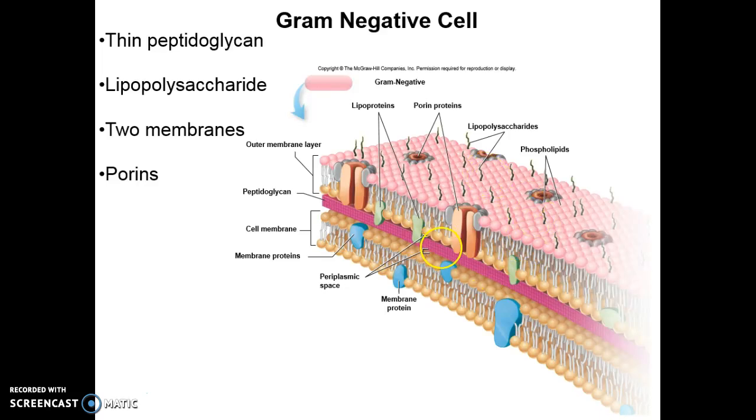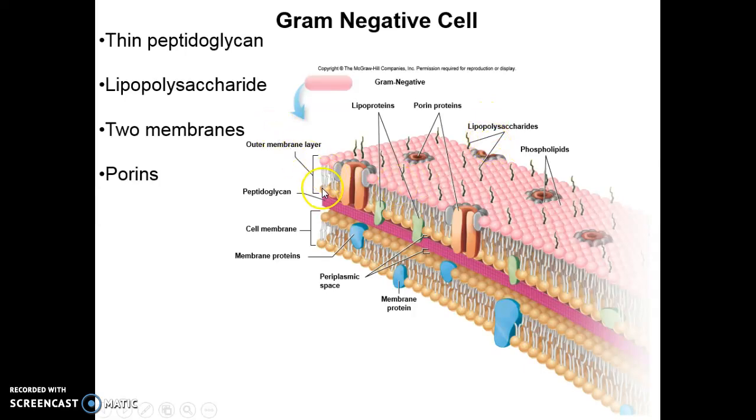Now, the other major component of a gram-negative cell is going to be lipopolysaccharides, also called LPS: L for lipo, P for poly, and S for saccharides. This is a major component within the gram-negative cell that is specific to the gram-negative cell.